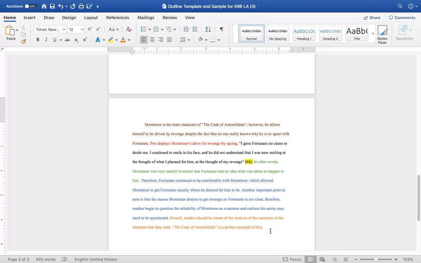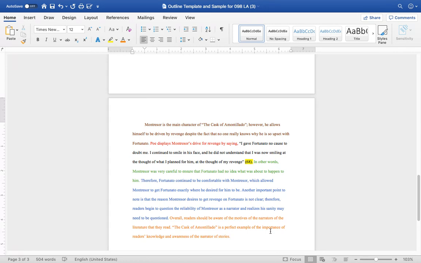Okay, and instead of saying this, I might want to be more specific, and so I may say the Cask of Amontillado is a perfect example of the importance of readers' knowledge and awareness of the narrator of stories. Because if a reader went through this entire story and just looked at the narrator, Montresor, and took everything he said as truth, then they're going to miss part of this whole story. They're going to miss an important element of it. So now I have a complete paragraph.